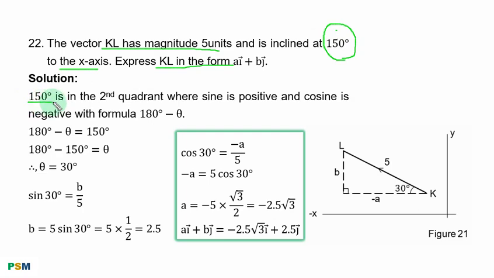150 degrees is in the second quadrant, where sine is positive and cosine is negative, with formula 180 degrees minus theta. This is better understood under trigonometry. You can check the playlist College Trigonometry for more details. You equate the formula to the given angle. When you solve for theta, it is equal to 30 degrees.